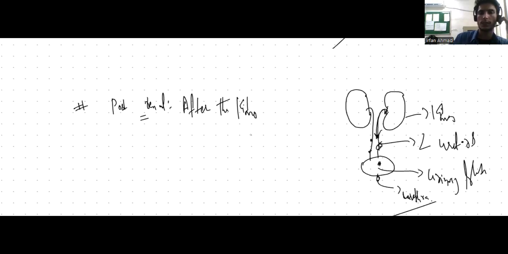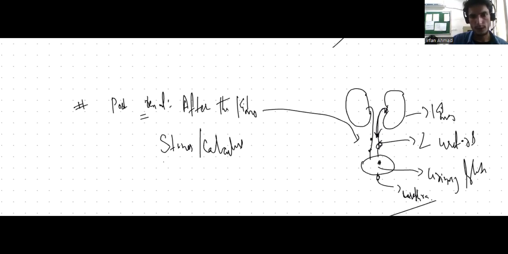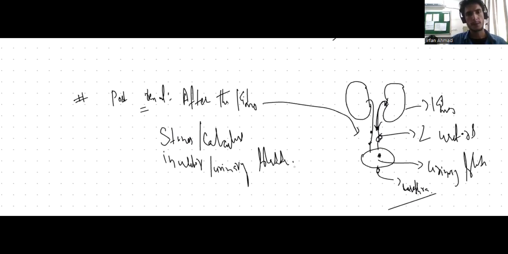So in this we can say stones or calculus. We can say calculus in the ureter or urinary bladder. Okay, so another cause is benign prostatic hyperplasia. What does it mean? Benign prostatic hyperplasia, or we can say prostate gland enlargement.